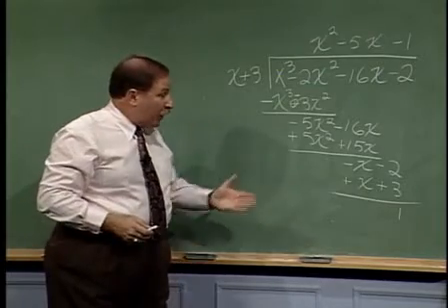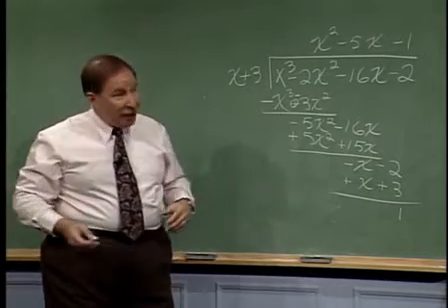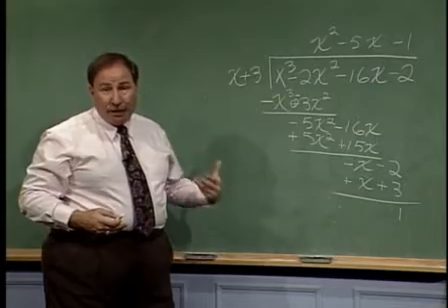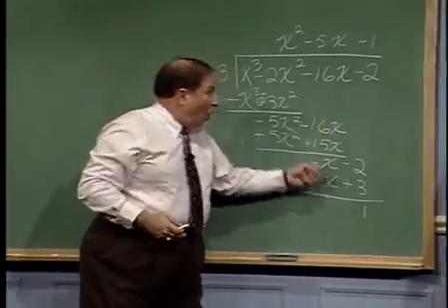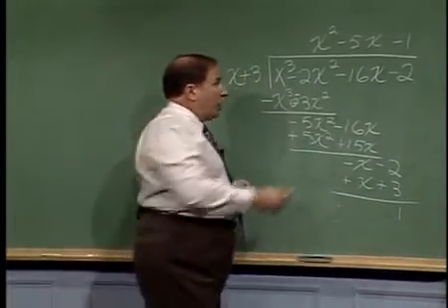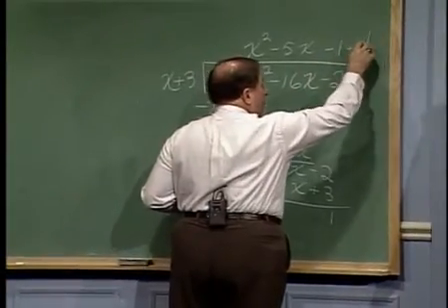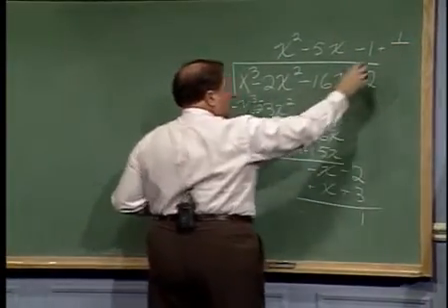Now, back in 4th grade, you wrote R1 or something like that. But now we know we can write the remainder as a fraction. The remainder over the number we divided by. So we can put plus 1 over x plus 3.